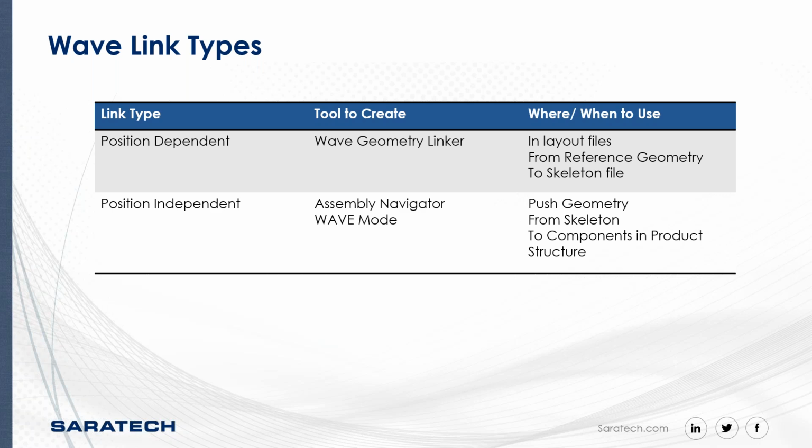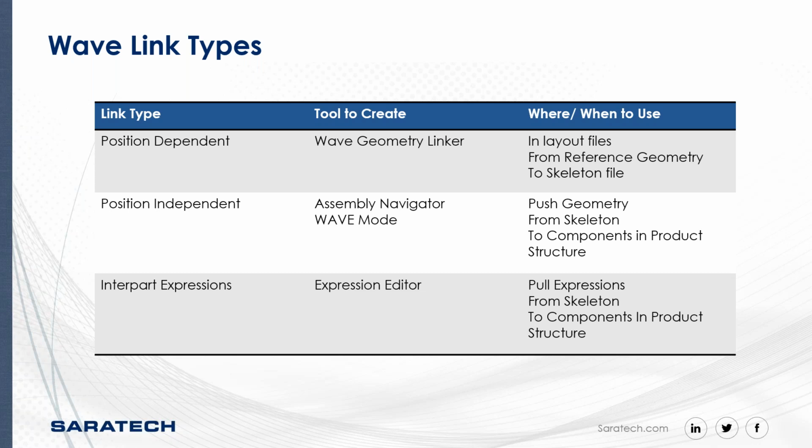Versus something that is position independent, where you'll have the wave mode feature, which will push geometry outside of the context of the assembly. So if you're working with a different subsystem or a different product structure, pushing out just the geometry itself will be managed using the wave mode. So there's a way to push geometry, pull geometry from that, versus the wave geometry linker, which you'll see is position dependent. You have to be in the context of the assembly, and you have to have that product structure that we saw earlier.